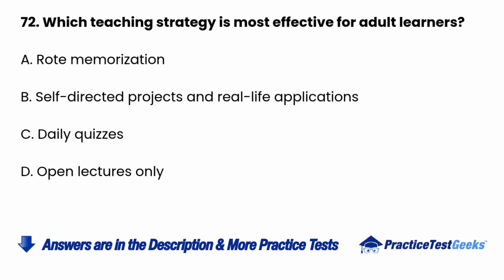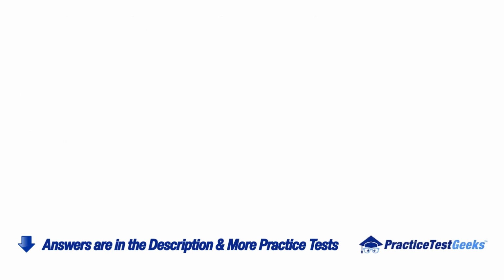72. Which teaching strategy is most effective for adult learners? A. Rote memorization. B. Self-directed projects and real-life applications. C. Daily quizzes. D. Open lectures only.